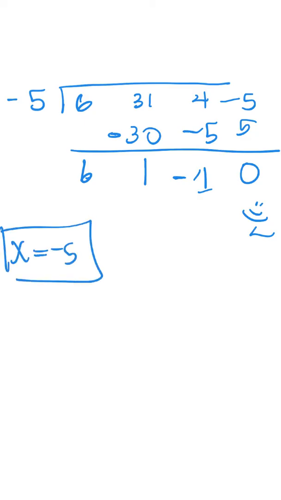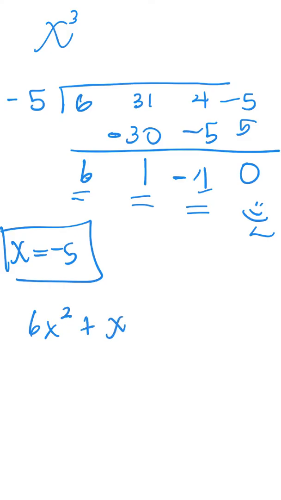So now that we have that x equal to negative 5 is a root, we also know what the solution is when we find the quotient using the synthetic division formula. These are the coefficients of the quotient, and it's 1 power less than the original, which was x cubed. So our quotient is going to be 6x squared plus 1x, which I'll just write as x, minus 1.